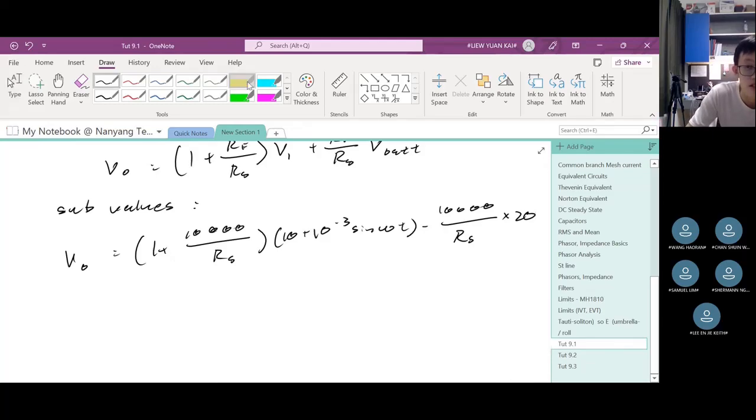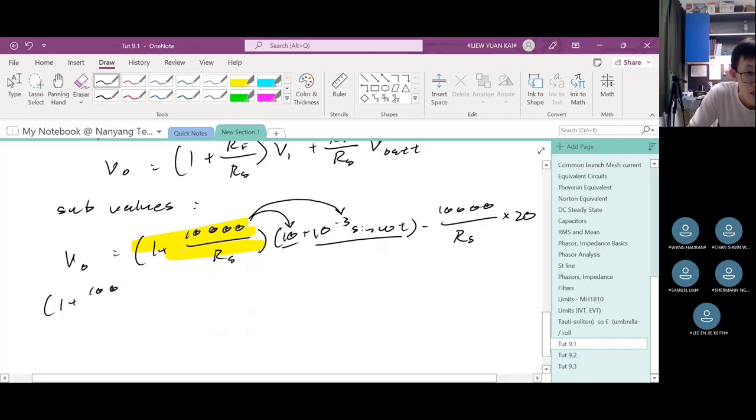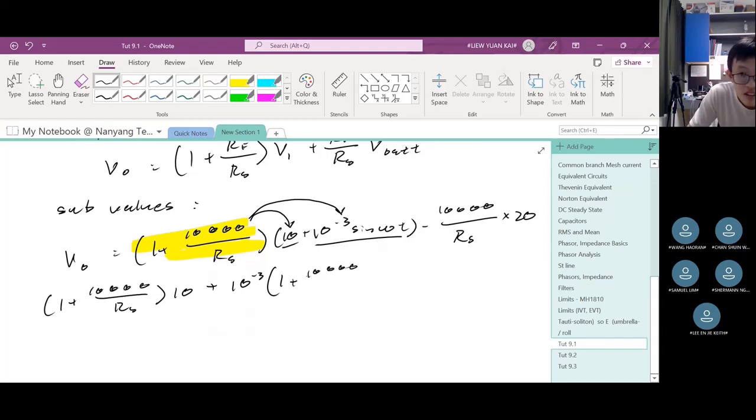So the next step is to expand it like this. You take this entire term and expand it to each term, so multiply to here, multiply to this, and this. So what will it become? It will become, quite ugly, but like this: 10,000 over RS times 10 to the negative 3, plus 1 plus 10,000 over RS sine omega t minus. Up here, if you multiply, it will become 200,000 over RS.